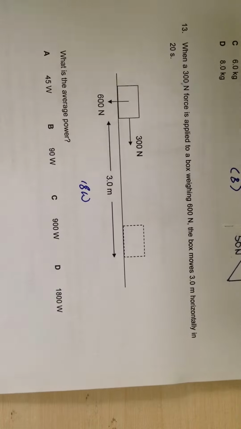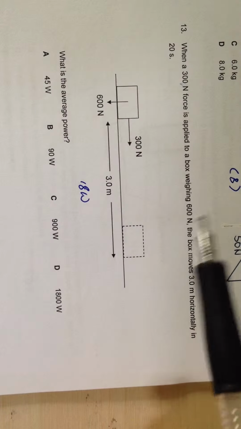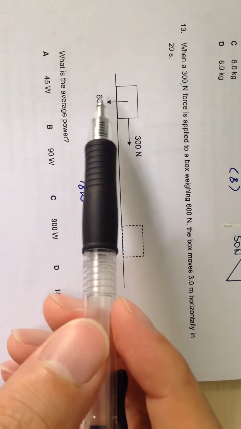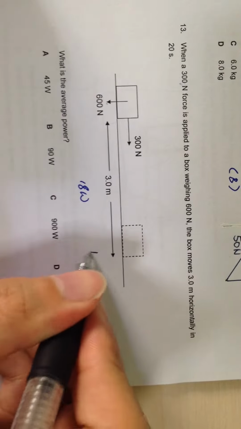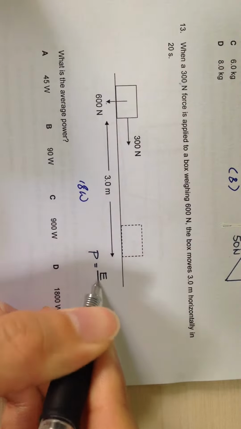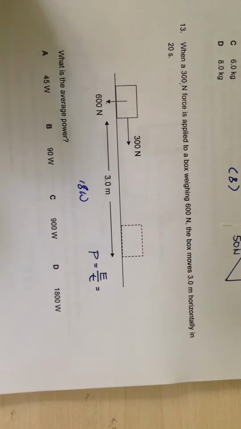Okay, question 13 is again on energy. In this case, they give you a distractor here, 600 Newton. Why do I say that it is a distractor? Now, when you are finding power, power is equal to the rate of change of energy over time. The energy here could take up many forms. It could be potential energy, it can be kinetic energy, it can be work done.